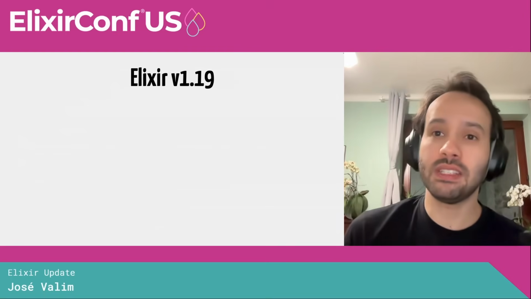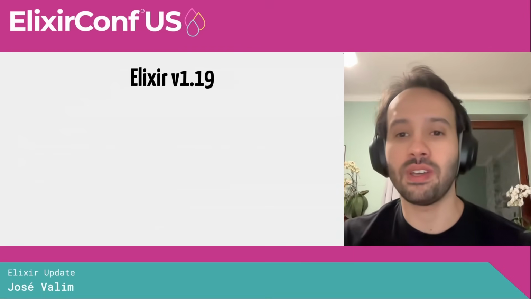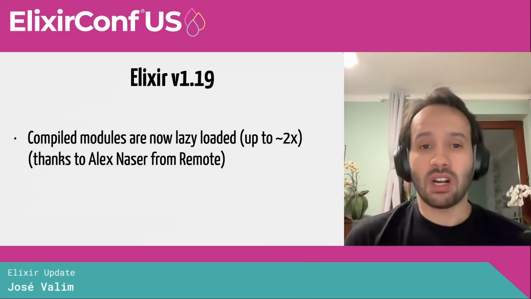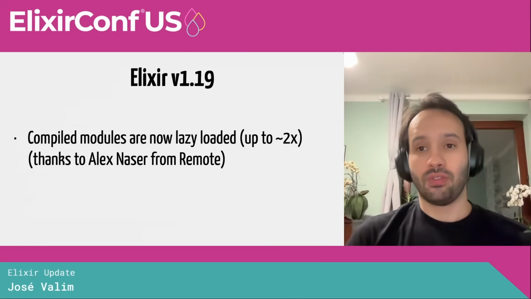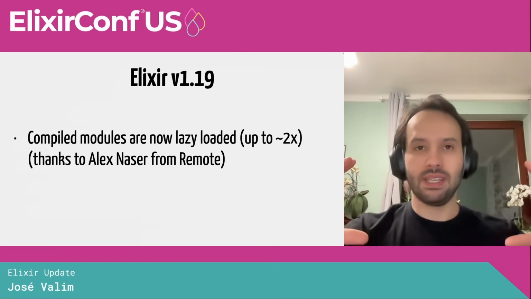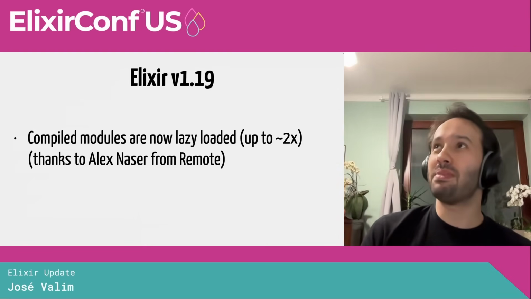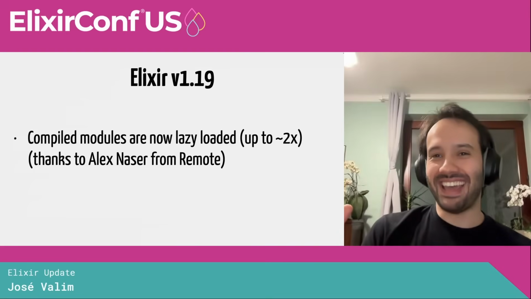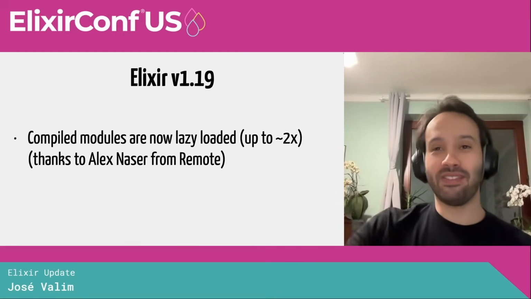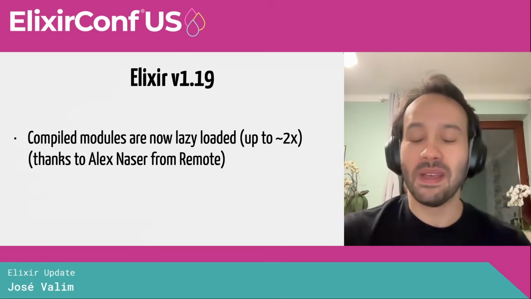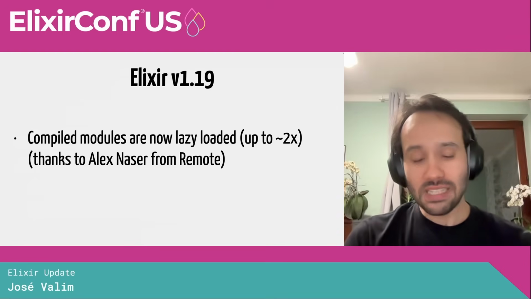And Elixir 1.19 has further improvements here because compiled modules are now lazy loaded. So what is happening? As I explain it, it's going to be so obvious, and we could have done it 10 years ago. But hindsight, right?